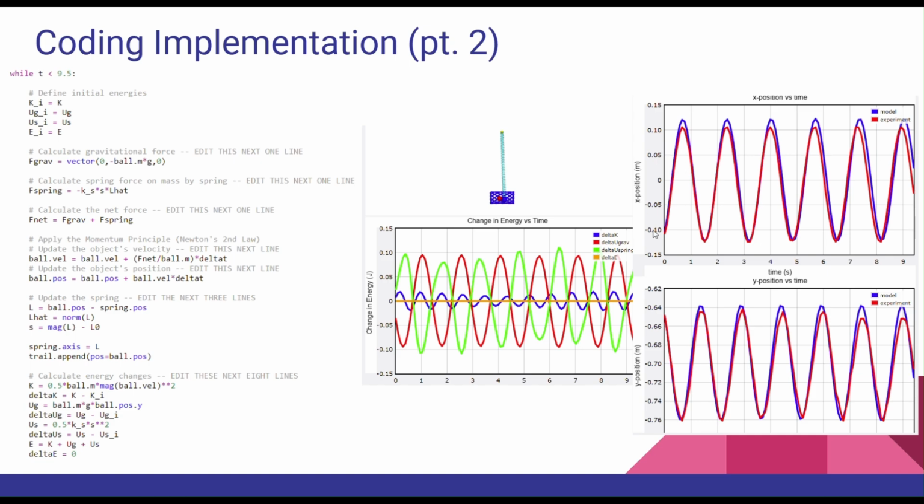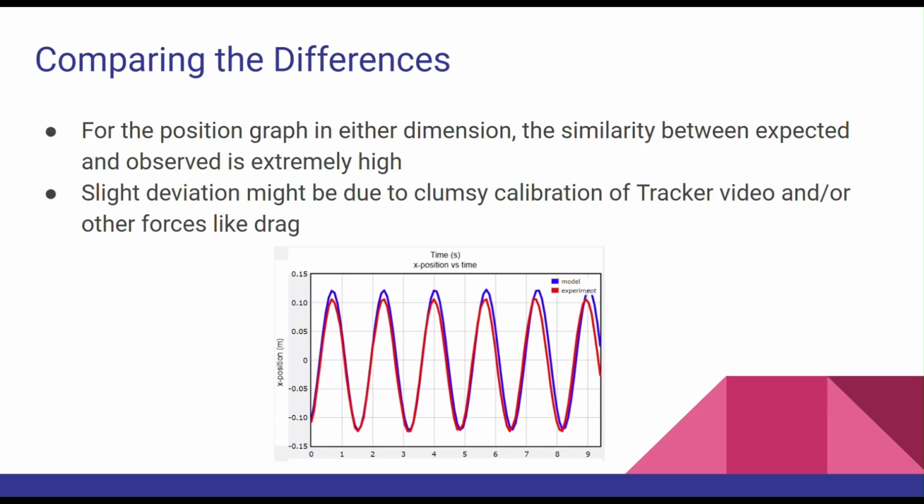And here is the red versus blue. The red is the experimental data from Tracker, and the blue is what I predicted, and they're very similar in actuality. So in both the X and Y directions, it was accurate and deviated only a little bit from the actual data. Now, what are the differences?